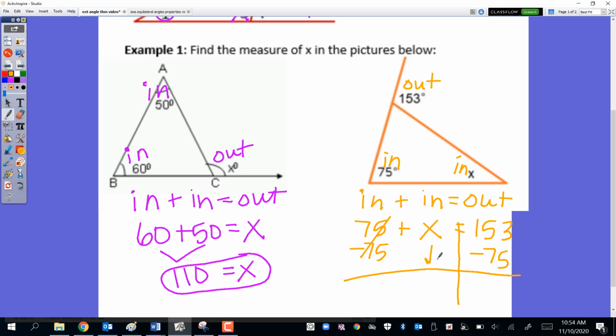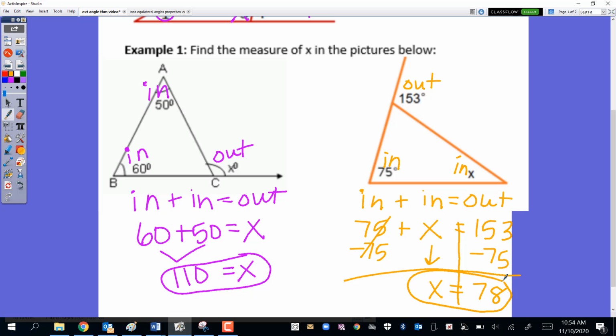75 cancels. x is here. Equals 153 minus 75 is something 8. 50? No. 68? No, 78. You would clearly use Desmos for this and not try to do it in your head like I'm doing right now. 78. Yeah, that works. Okay.